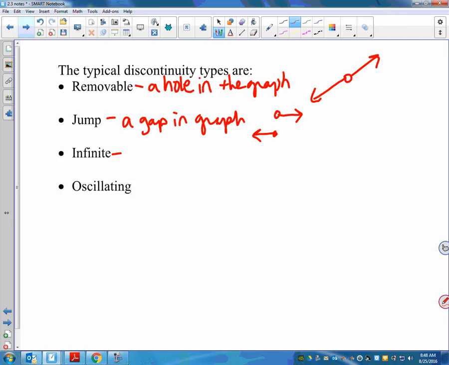An infinite discontinuity is a vertical asymptote. You definitely have to pick your pencil up when there's an asymptote to graph on either side of it.